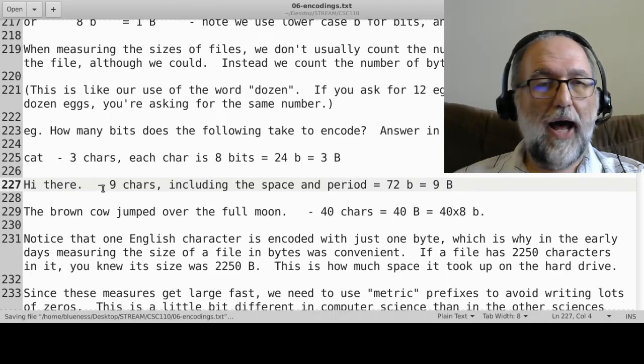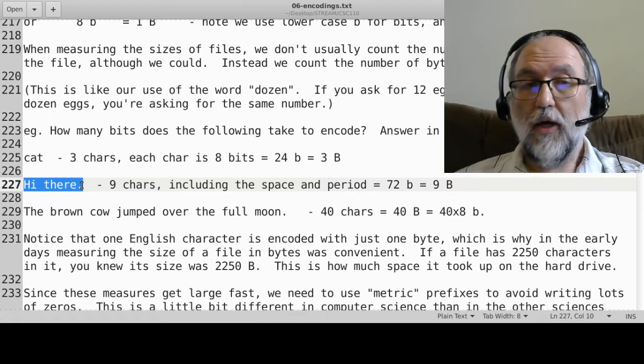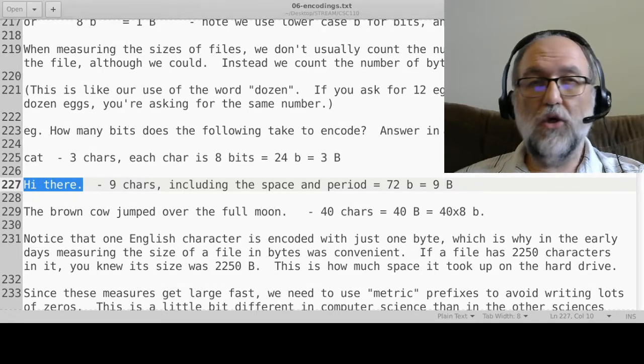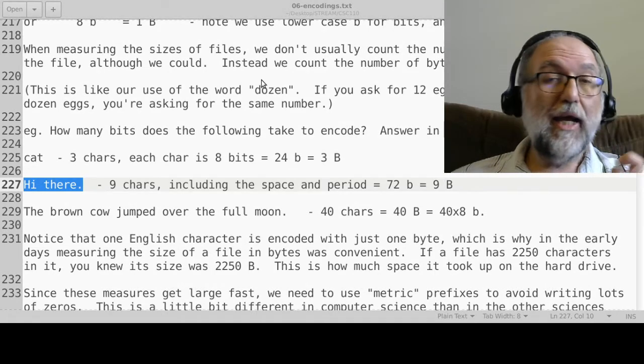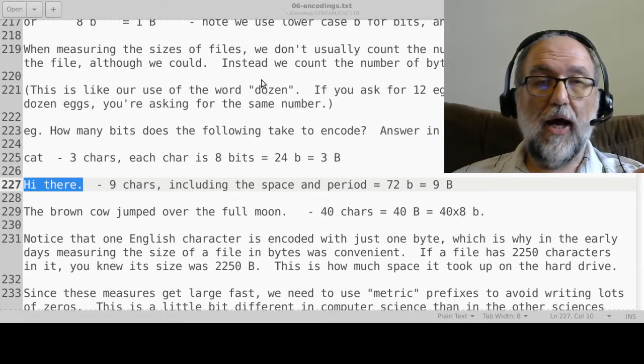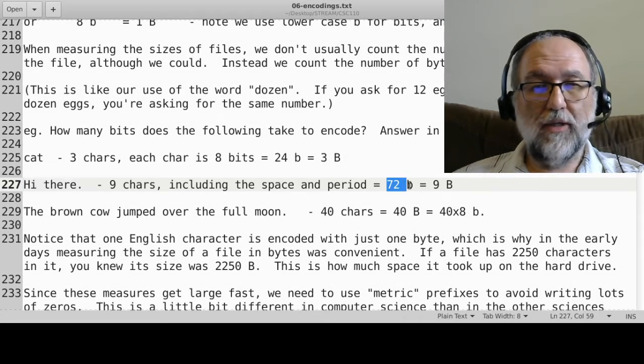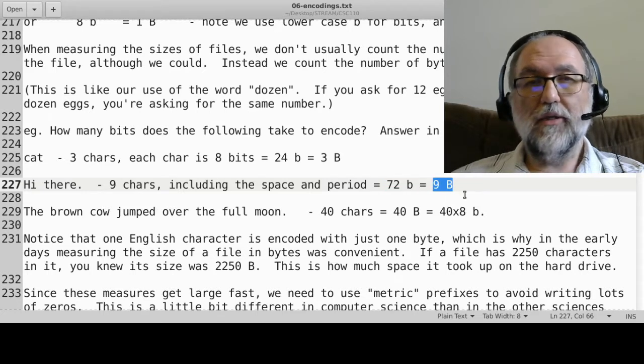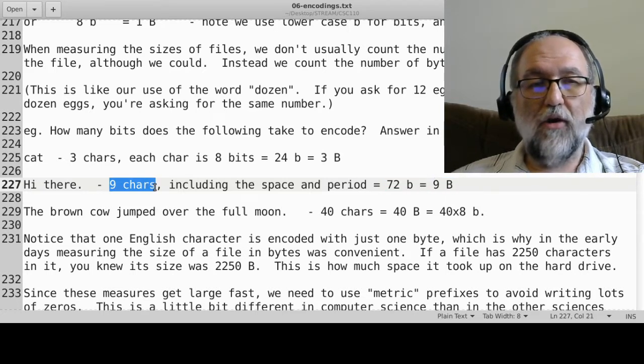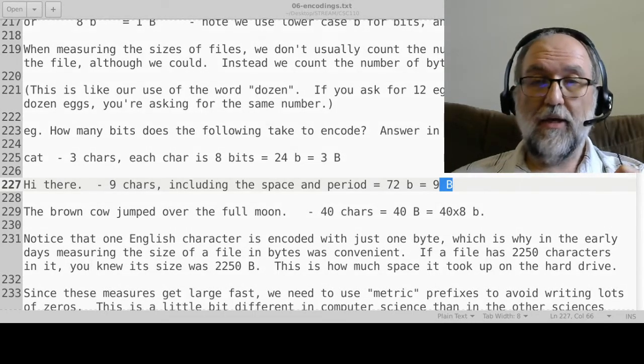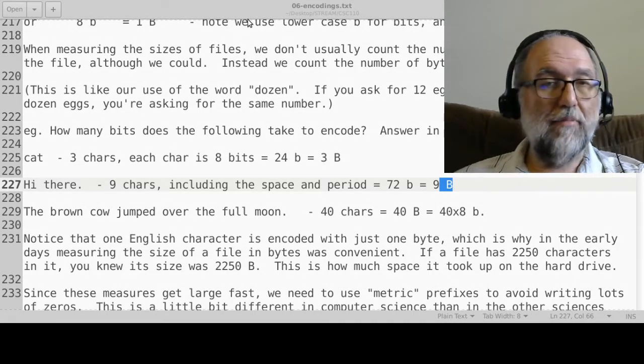So "Hi there" is 1, 2, 3, 4, 5, 6, 7, 8, and then the period is also a character, so that's a total of 9 characters. Each character is 8 bits, so 9 times 8 is a total of 72 bits, or 9 bytes. If you've got 9 characters, that's 9 bytes. 9 characters of ASCII is 9 bytes.